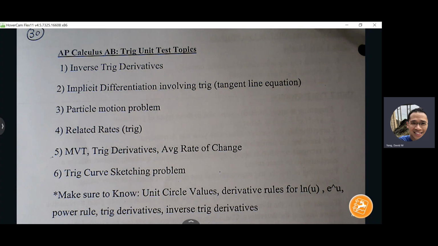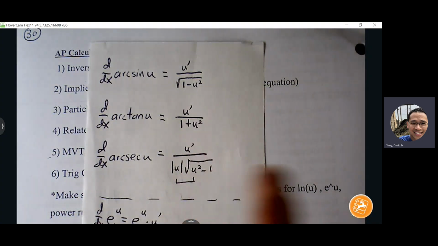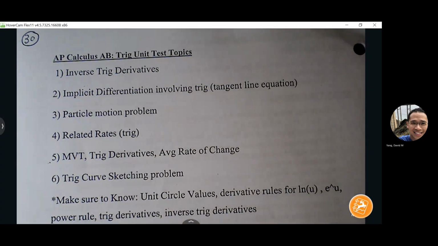And then inverse trig derivatives, right? We talked about how there are 6 of them, but it's really only 3 that are unique. And then the other 3 are just negative versions of the ones that we see there. Hey, no calculators.